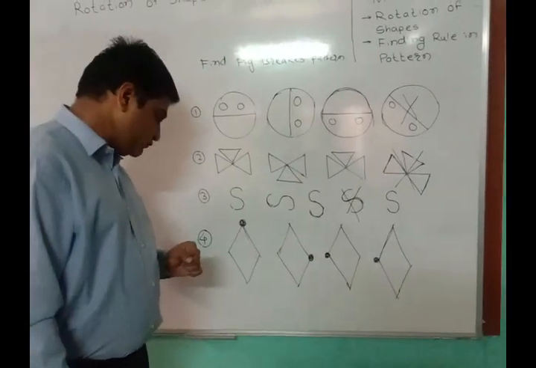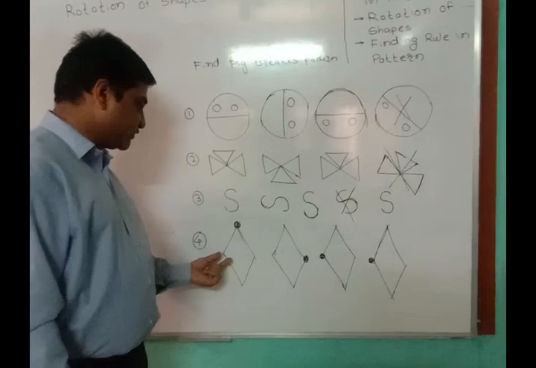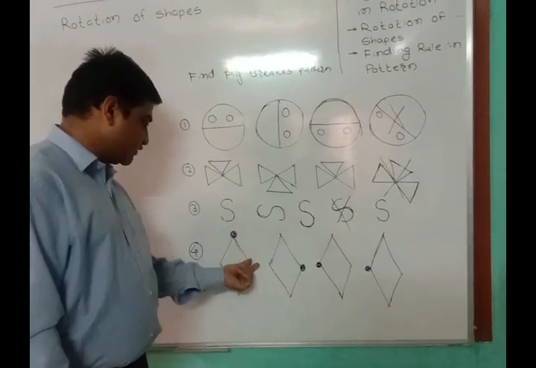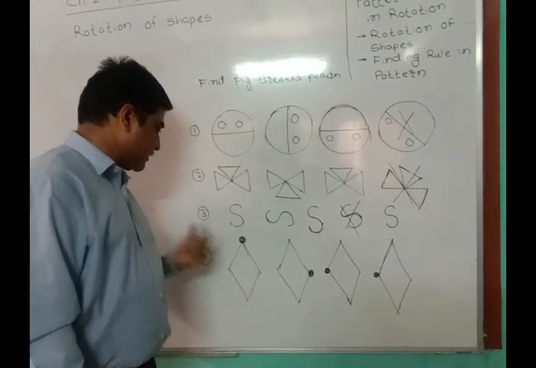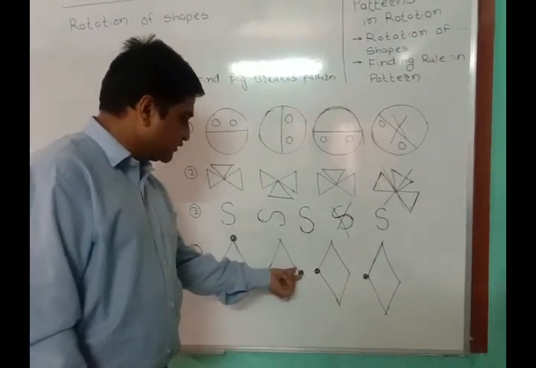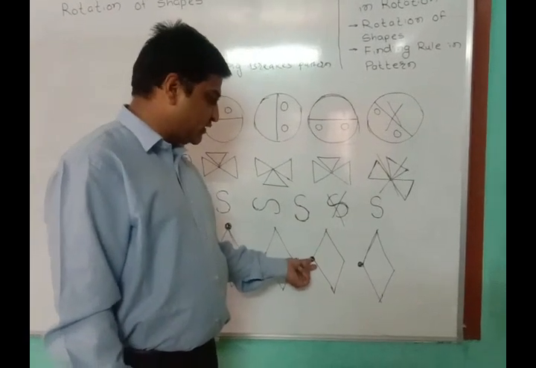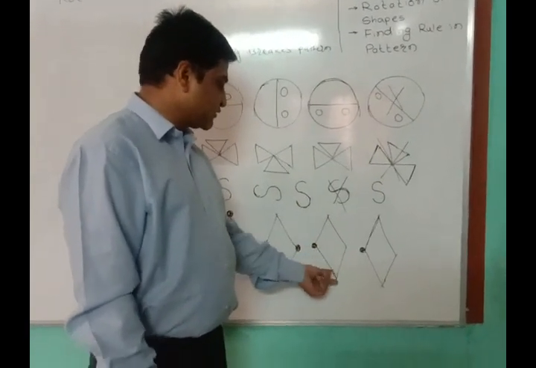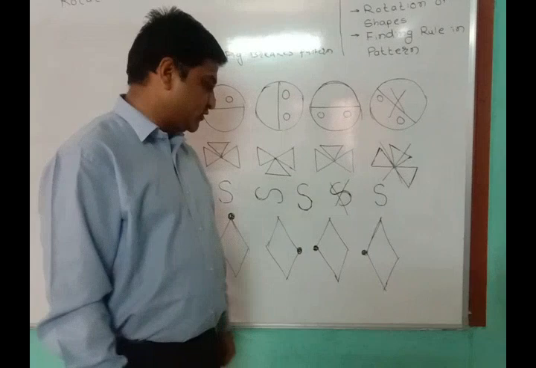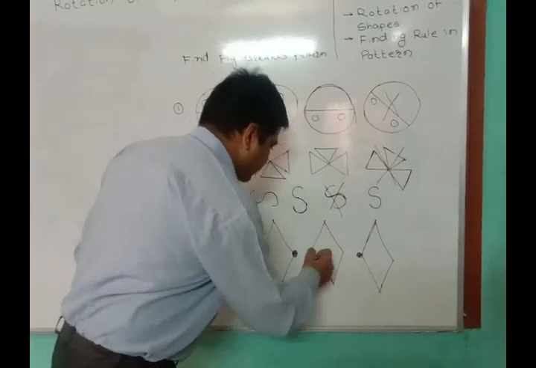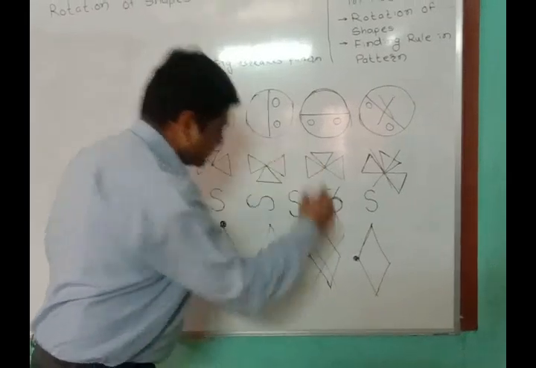Next, in this figure, you can see that this dot is moving from 12 to 3, 3 to 6, 6 to 9. So 12 to 3, 3 to 6. It should be at 6, but instead it moves directly from 6 to 9. And again from 6 to 9. So this is the correct figure, and the pattern breaking figure is this one.